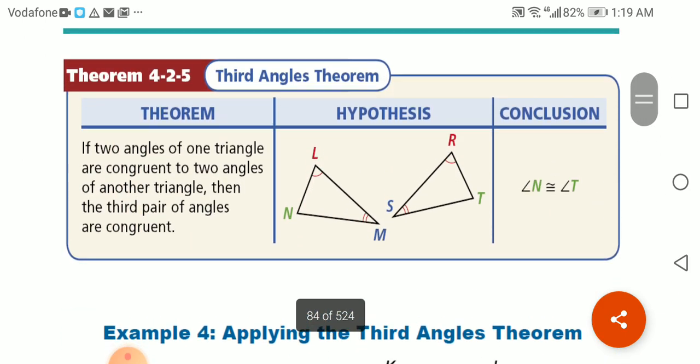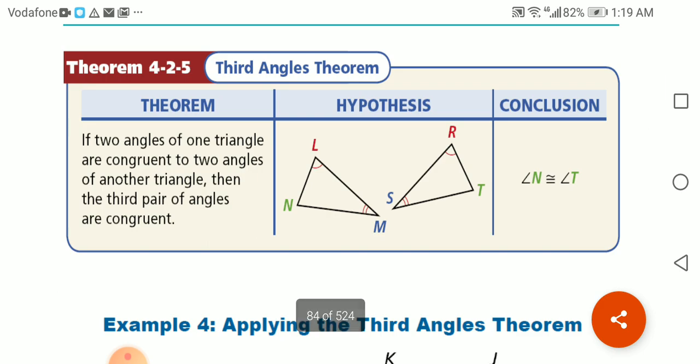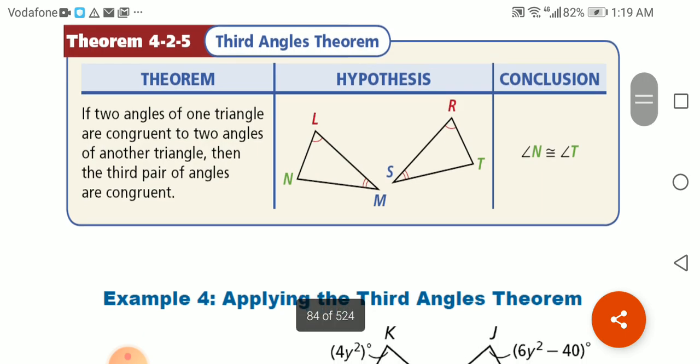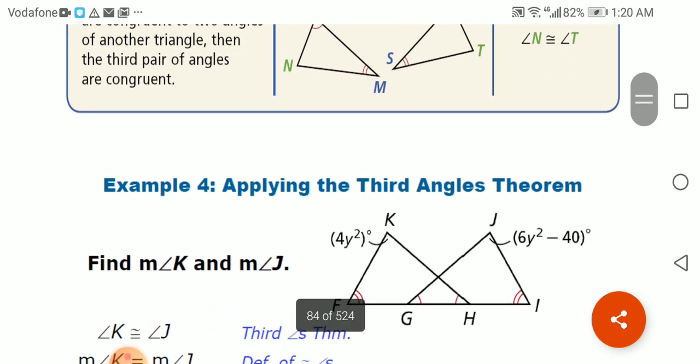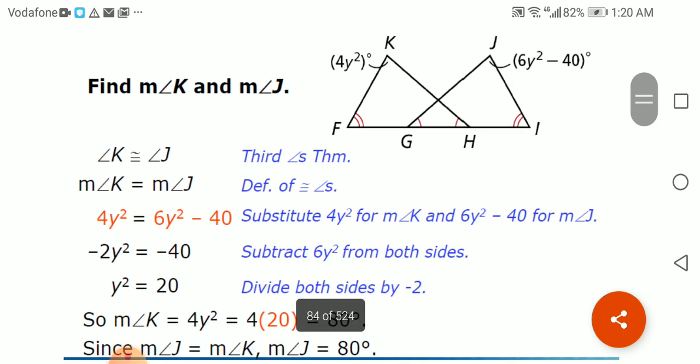Okay, and I have the third angle theorem. What's the third angle theorem? If two angles of one triangle are congruent to two angles of the other triangle, then the third pair of angles are congruent. So if we have two angles congruent to the other two angles, the third one must be congruent. And how can we solve it? By solving this problem. Find the measure of angle K and the measure of angle J.